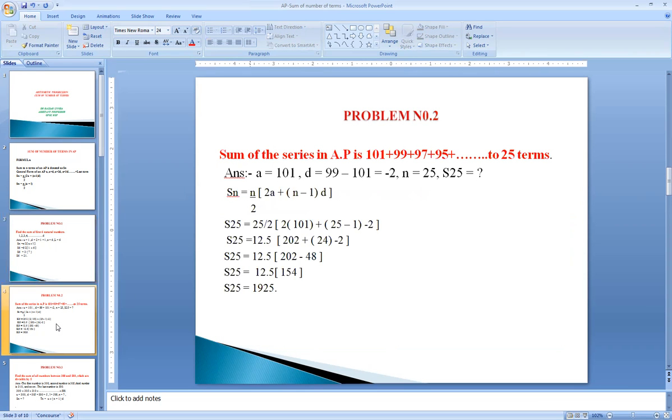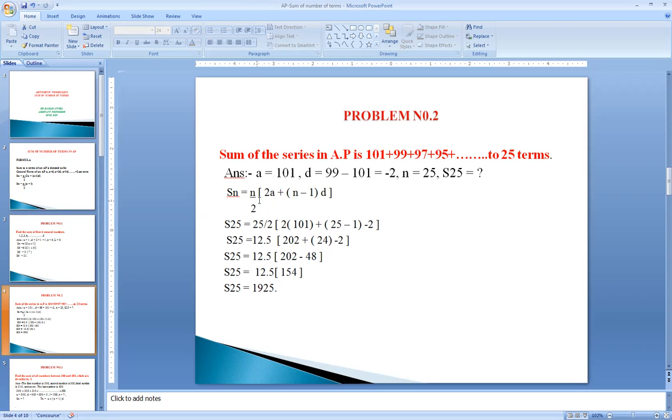Let us go for the second question here. Find the sum of the series in AP, that is 101, 99, in decreasing order, 97, and so on, till 25 terms. So 25 numbers are there in the series. What is the value of a here? The first number is 101. The second number will be 99, so 101 minus 2, so d is minus 2. Total n value means how many numbers? 25. We need to calculate the sum of these 25 terms. So we have to use the first formula. We are using this one because the last number value is not given. So we can go by this formula.